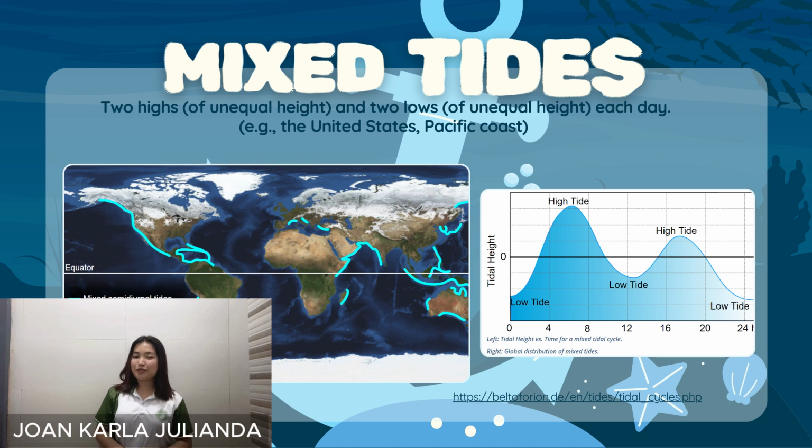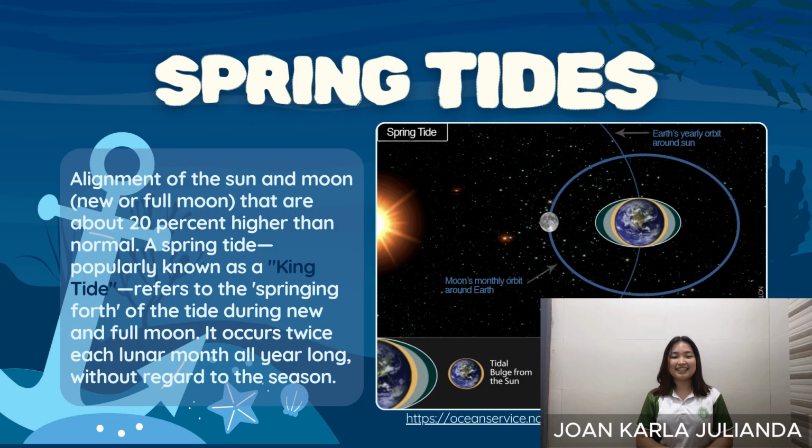For our fourth one, we have the spring tide. Spring tide is the alignment of the sun and moon, either it is new or full moon, that are about 20% higher than the normal. A spring tide, popularly known as a king tide, refers to the springing forth of tide during a new and full moon. It occurs twice each lunar month all year long without regards to the season.